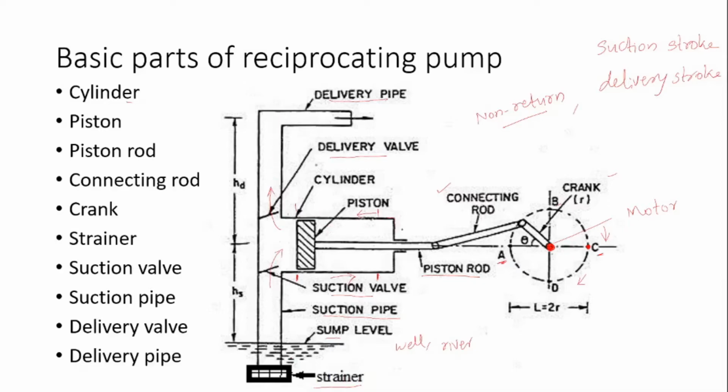This completes one revolution of the crank. So in one revolution of the crank, we have a suction stroke, in which liquid from the sump enters the cylinder, and then another stroke, the delivery stroke, in which the liquid inside the cylinder flows into the delivery pipe.